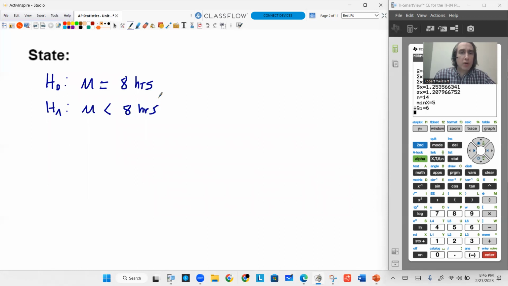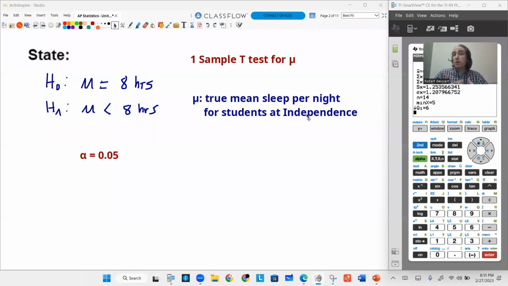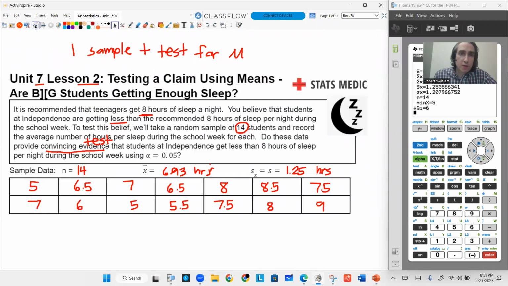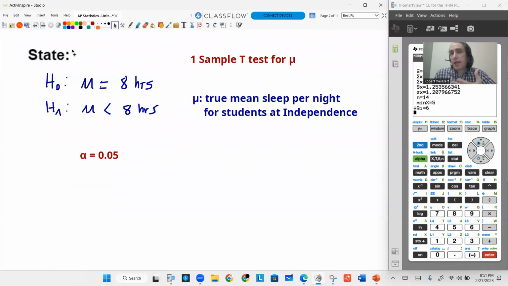Now let's define what mu is. So when you define your parameter, mu is going to be the true mean sleep per night for students at Independence. We also want to name our test and set our alpha level. And the problem, of course, we did that already in the previous slide here, the one sample t-test for mu. When you do the state part of your assignment, just go ahead and do that part first. Set your hypotheses, define your parameter, and state your significance level. And once you've done all that, we can go ahead and go through the steps to kind of set up the conditions. So let's go through the plan part.